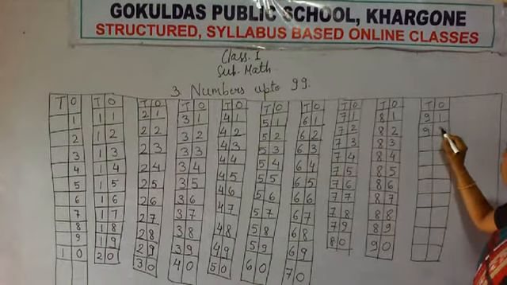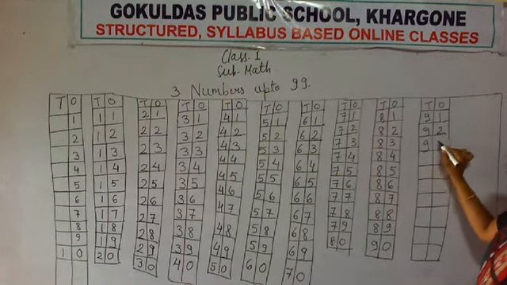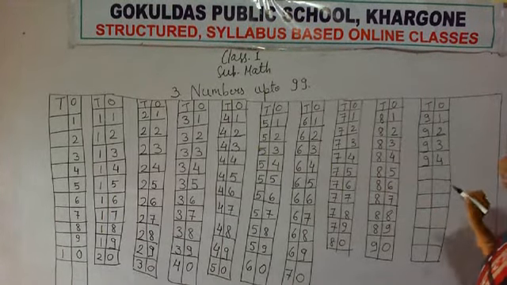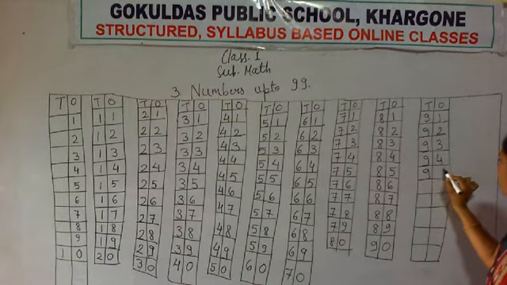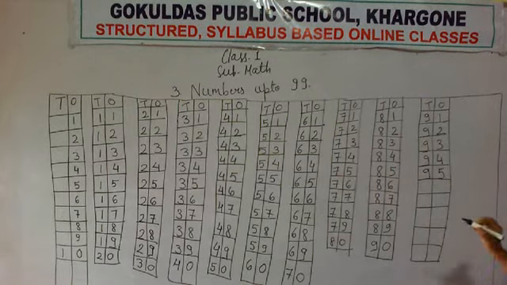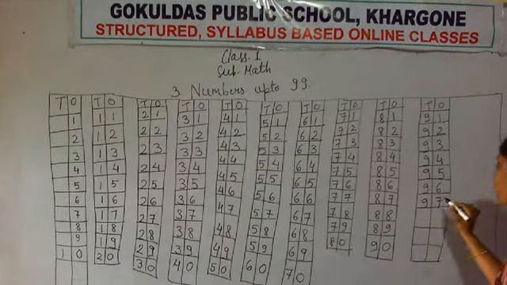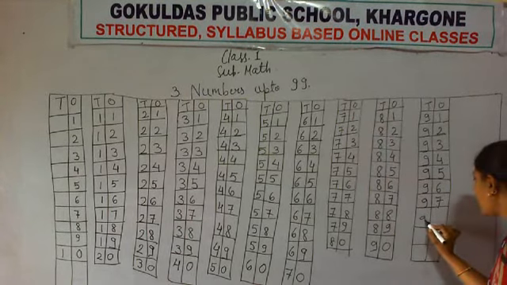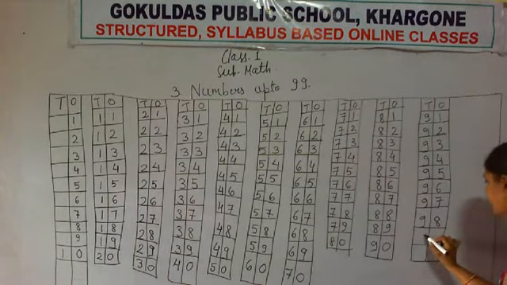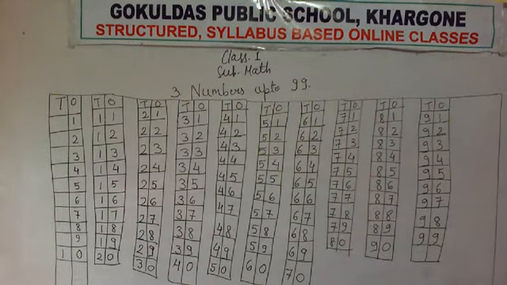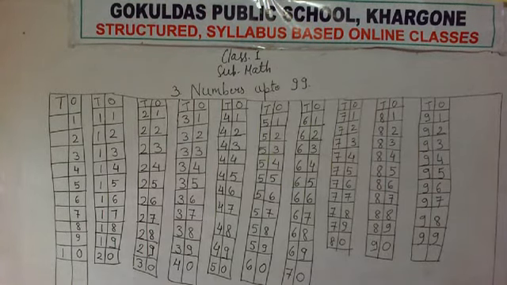Then 92. Then 93. Yes. Next number 94. 95. Next 96. Next 97. Next 98. Next 99. Now what will come after 99? Okay, which number will come after 99? The number that comes after 99 is 100.